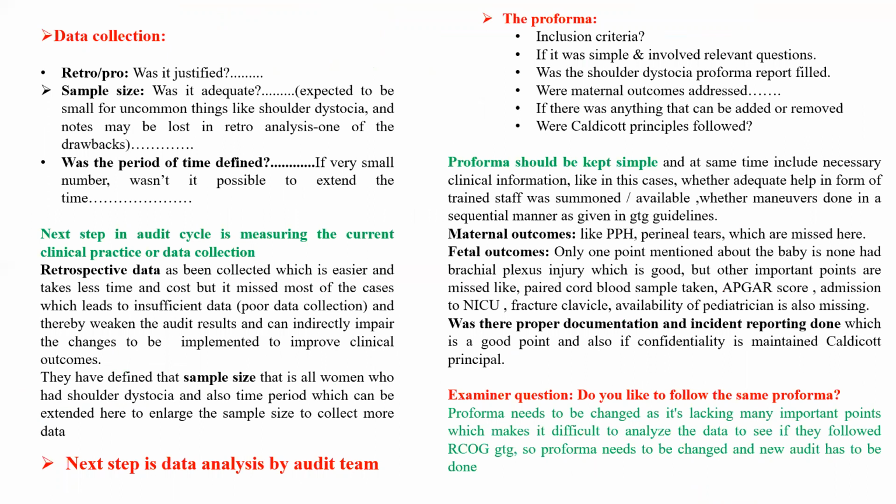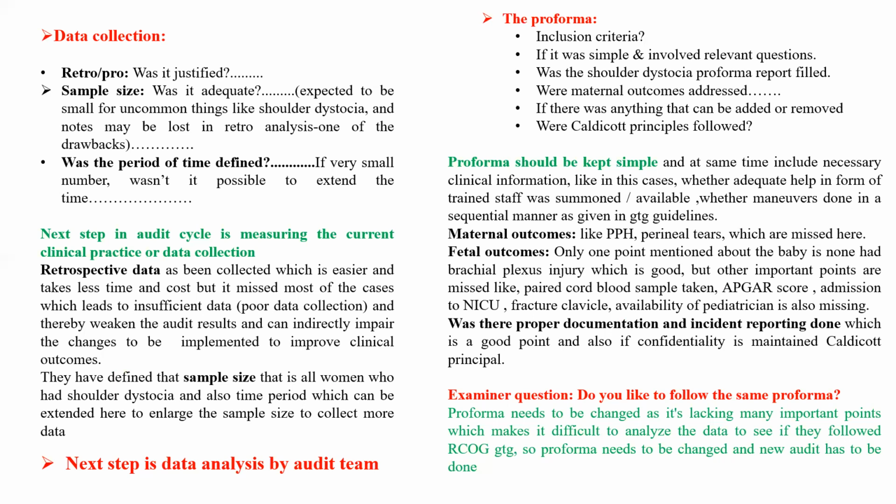So the next step will be the data collection. Here you have to give some comments about whether it was retrospective or prospective, and if it was justified. You have to comment about the sample size, if it was adequate, and what you need to do to increase the sample size. You also have to comment about the period of time defined. If the period of time was very small, especially with a small sample number, it would be better to extend the period to make the sample large.